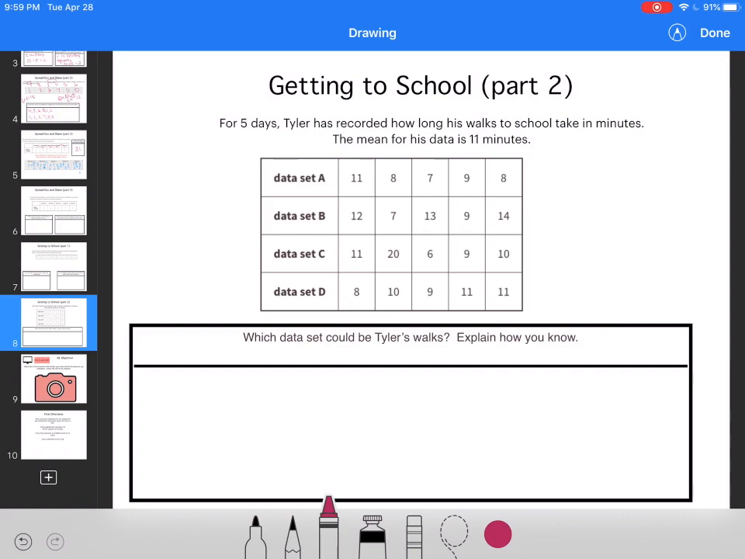So then I'm going to take a look at Tyler, and we're looking at how long it takes him to get to school. And it says for 5 days, Tyler recorded, and he said that the mean of his data was 11 minutes. So I'm trying to get an 11, and I know that I'm splitting it into 1, 2, 3, 4, 5. So I know I'm dividing whatever number I get by 5. So I'm going to sit here with my calculator, and I'm just going to add these numbers up because that's how you find the mean. You get a total of what you got, and then you split it equally. So I have 43. Well, 43 divided by 5 is not going to be 11. So then I'm going to do the next one.